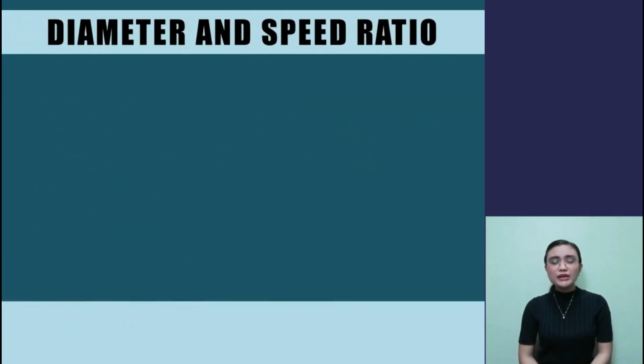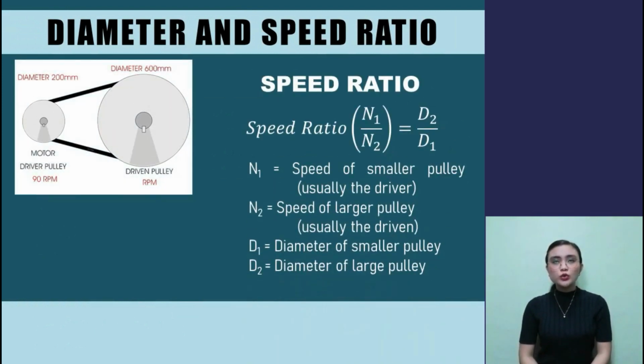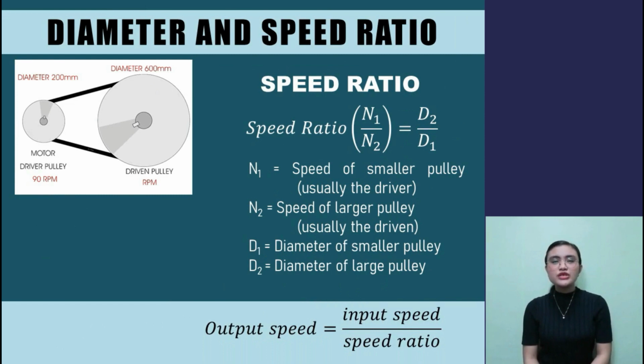Okay, next is the diameter and speed ratio. Speed ratio is denoted by N1 over N2, where N1 stands for the speed of smaller pulley, usually the driver pulley, as you can see in the picture, and N2 stands for the speed of large pulley, which is usually the driven pulley. The speed ratio is equal to the diameter of driven pulley divided by the diameter of driver pulley. Then we also have the output speed, which is calculated with the formula: output speed is equal to input speed over speed ratio.